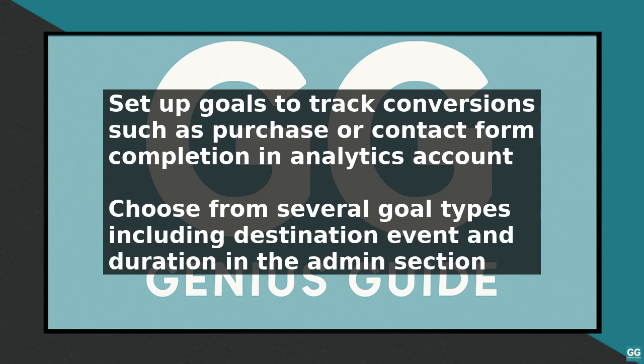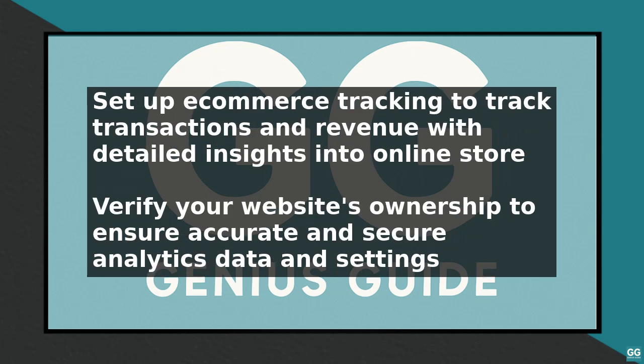In addition to setting up goals and events, you should also set up e-commerce tracking if you have an online store. E-commerce tracking allows you to track transactions and revenue, and provides detailed insights into your online store's performance. To set up e-commerce tracking, go to the admin section of your Analytics account and click on E-commerce Settings. Then, click on the Enable e-commerce button and fill out the required information, including your online store's currency and tax rate.